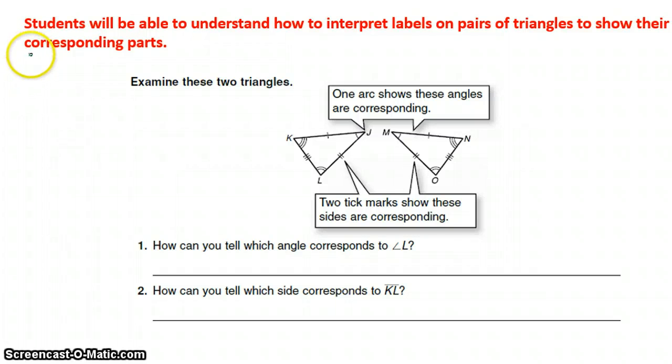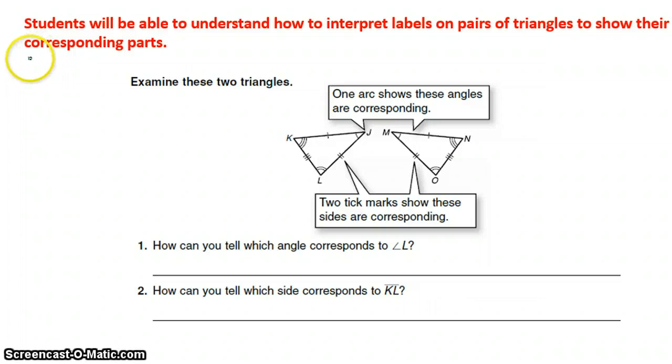Alright, we are going to continue our conversations and our discussions about triangles. What we're going to do today is start looking at pairs of triangles, because this will lead us into triangle congruency. What I mean by that is you are going to learn how to prove that two triangles are actually congruent to each other. But before we do that, we have a few topics that we need to discuss.